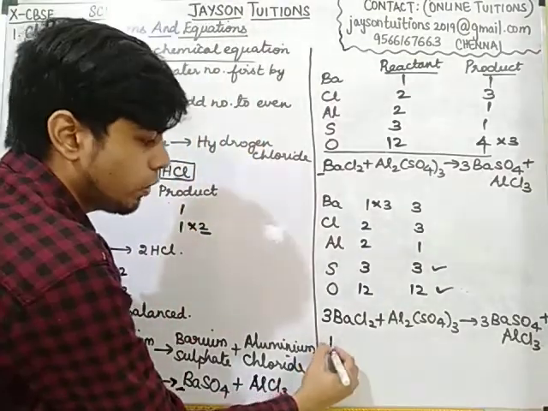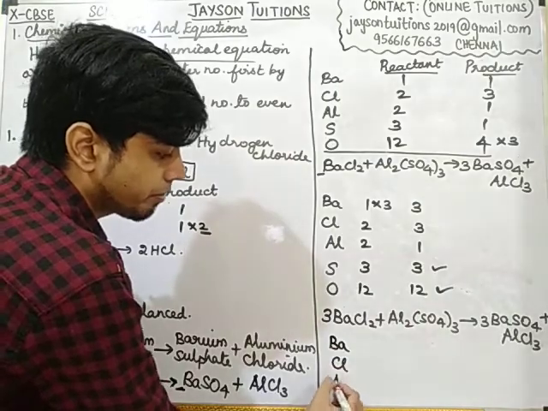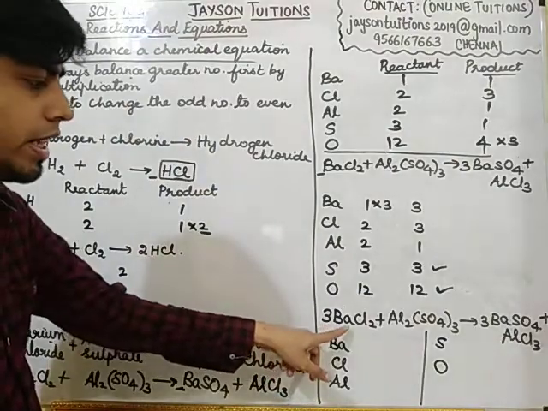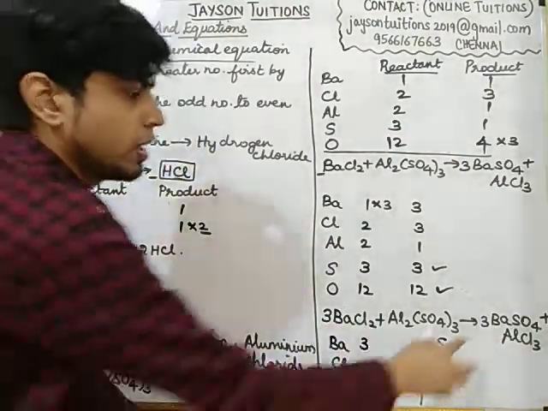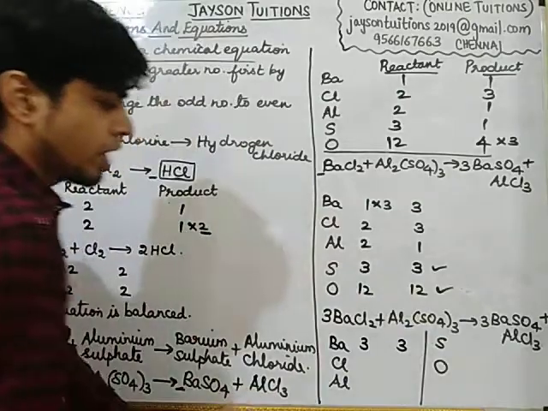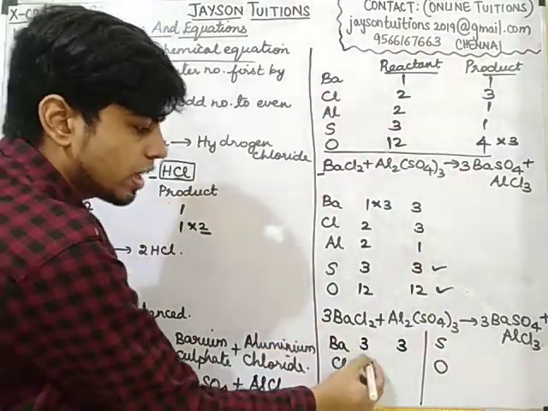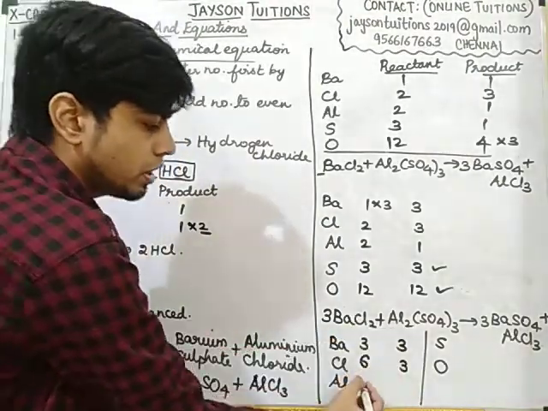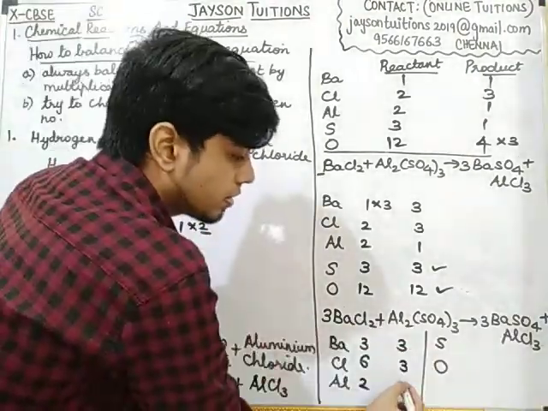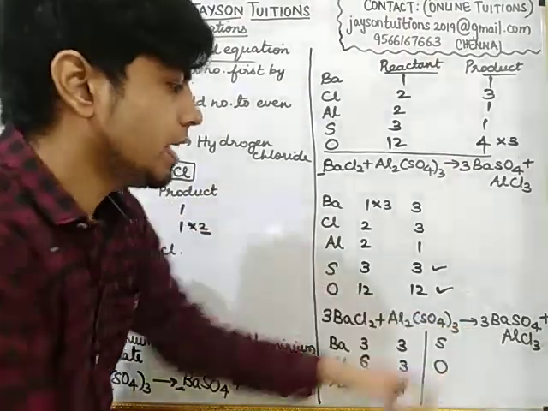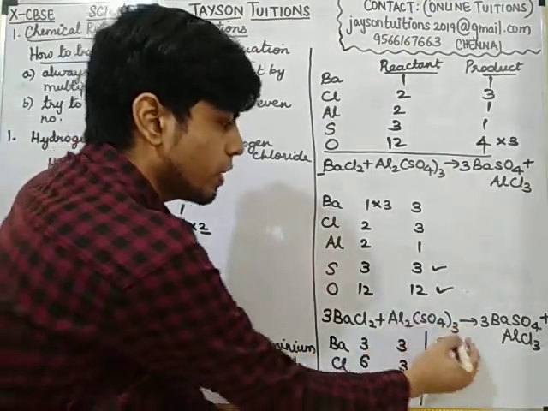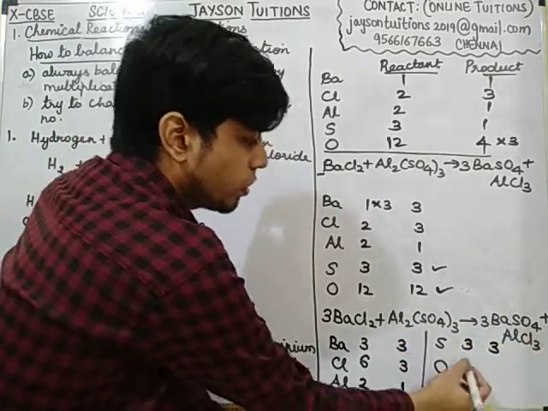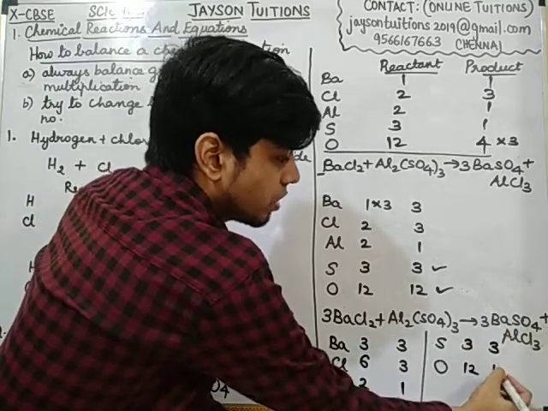So I will check now again. BaCl2, Al2(SO4)3. So Ba this side 3 ones are 3. Here 3 ones are 3. Okay, chlorine here it is 3 twos are 6. Here it is only 3. Okay, and aluminium here it is 2 and here it is 1. Okay, and sulfur here it is 3 ones are 3. Here also it is 3 ones are 3. Oxygen 3 fours are 12. Here also 3 fours are 12.